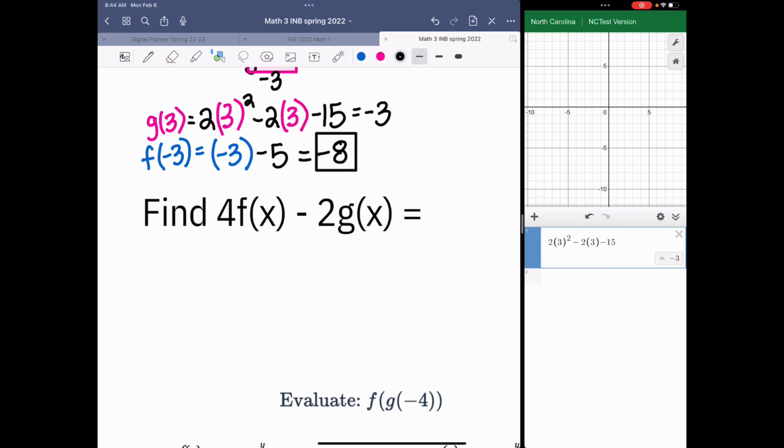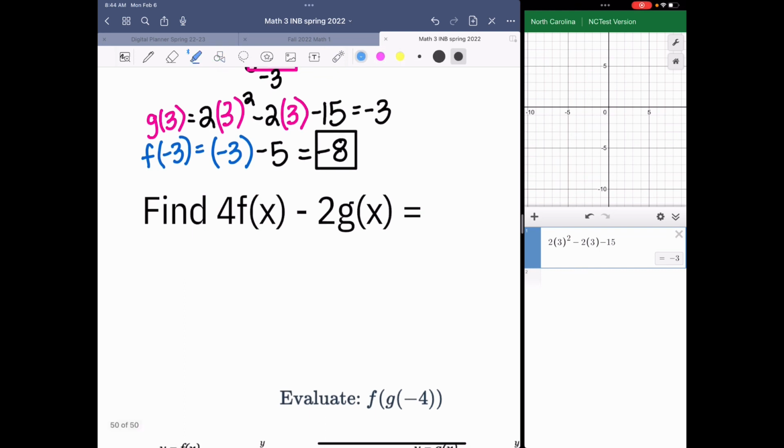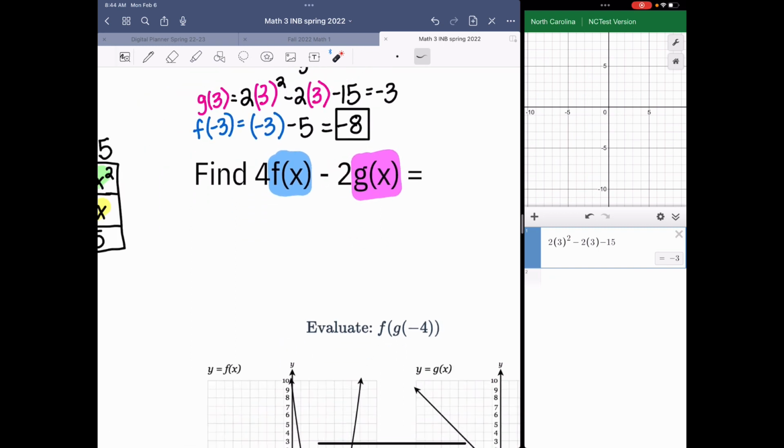There is a different type of notation that a lot of students confuse with composition, but really what it is, it's just telling you to multiply. So when I look at these two, I have 4 in front of f of x, and I have 2 in front of g of x. So this is basically saying 4 times f of x, and then 2 times g of x, and then subtract them. Now, you can separate these in multiple ways if you want to. It's completely up to you.